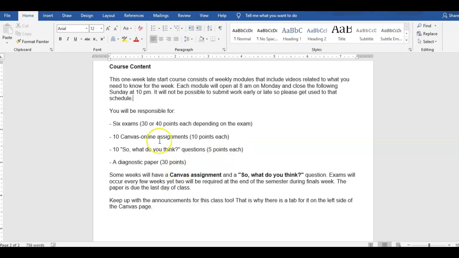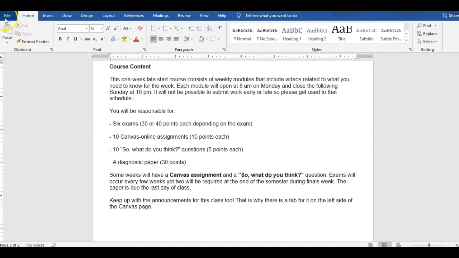And finally, you will be diagnosing someone for a paper. A real person, a movie character, a fictitious person. It's up to you. Some weeks, we will have an overlap. There'll be a Canvas assignment and a So What Do You Think? That's more toward the middle of the semester. We kind of start slow and end slow. We end on a slow note so that you can do your paper, but we start on a slow note because we're only using the reading packet at first.